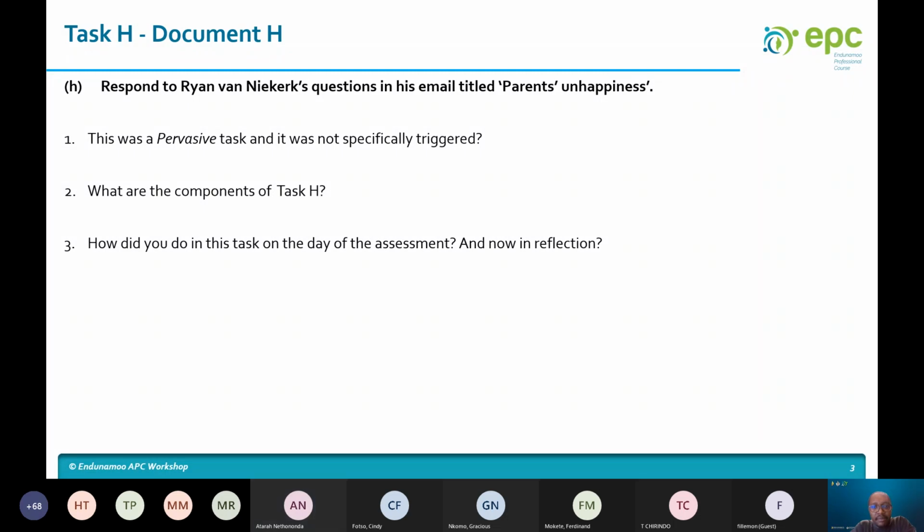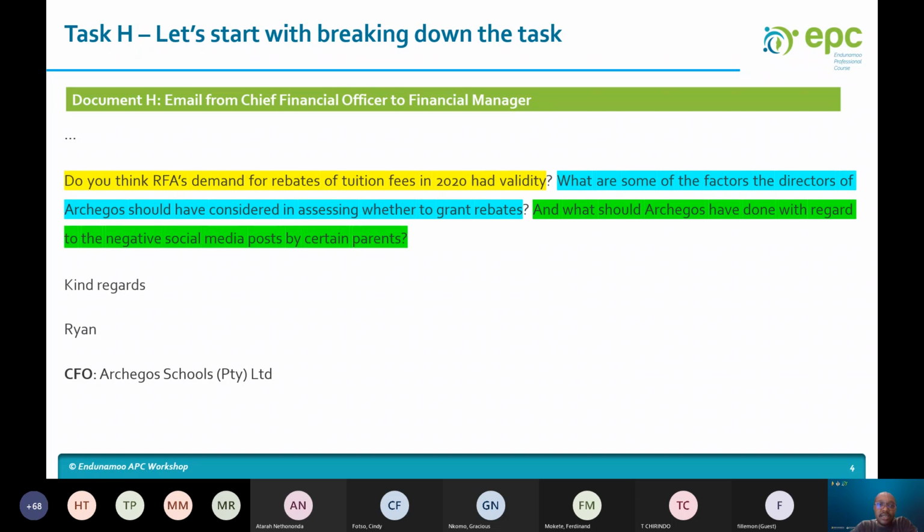So here, you needed to think about 3 things that you were being asked. And I'll tell you now. Let's just have a look. Let's just zoom in at the task. These were the 3 things that you were being asked to do, right? So I've just gone to the end of the email so that we can just have a chat. So you're asked, do you think RFA's demand for rebates of tuition fees in 2020 had validity? So number 1, you had to say, well, is it valid or is it not? Their claims or their demands, are they valid or they are not, right?